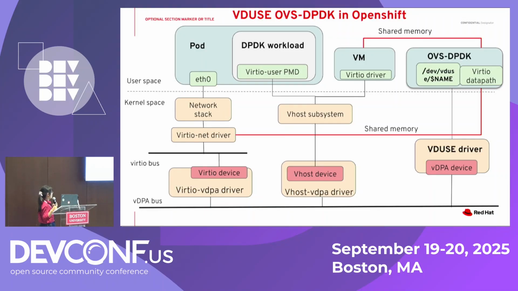The control path shown with the black lines actually uses the character device, but the data path shown with the red lines uses shared memory, with no need to go through the character device.